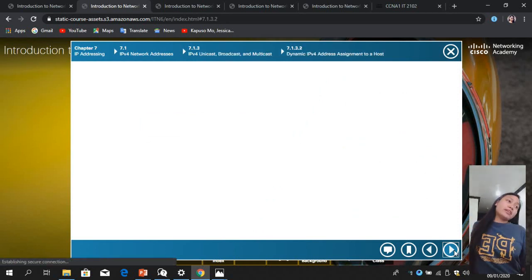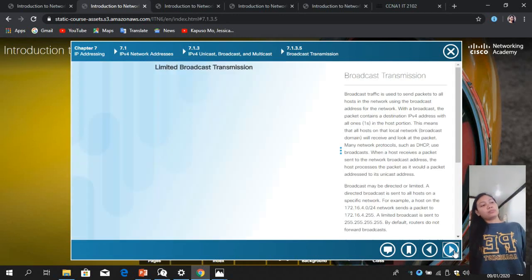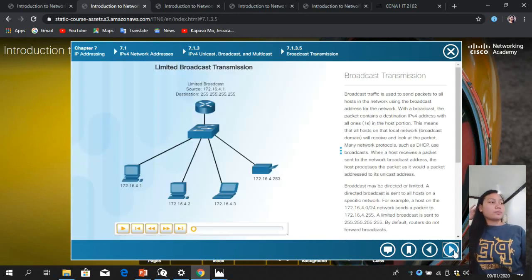Also, we study here in chapter 7 the broadcast transmission. Broadcast traffic is used to send packets to all hosts in the network using the broadcast address for the network. With a broadcast, the packet contains a destination IPv4 address with all ones in the host portion. This means that all hosts on the local network will receive and look at the packet. Many network protocols, such as DHCP, use broadcast.